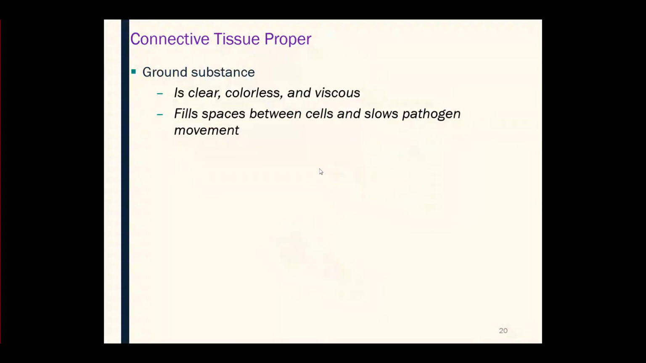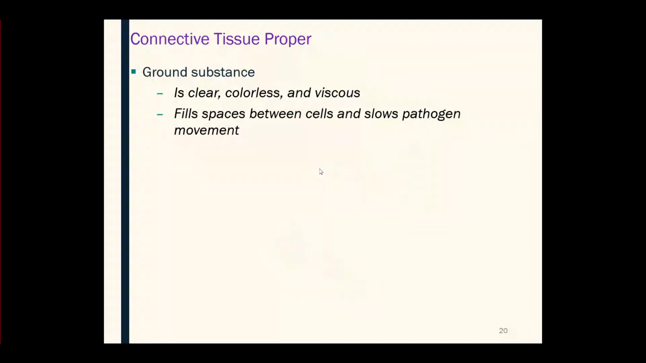Okay, so we said that connective tissue proper has cells. We looked at the cells. We said that connective tissue proper has fibers. We just looked at the three fibers. And we also said those cells and fibers are embedded in ground substance. This was the third component of connective tissue.